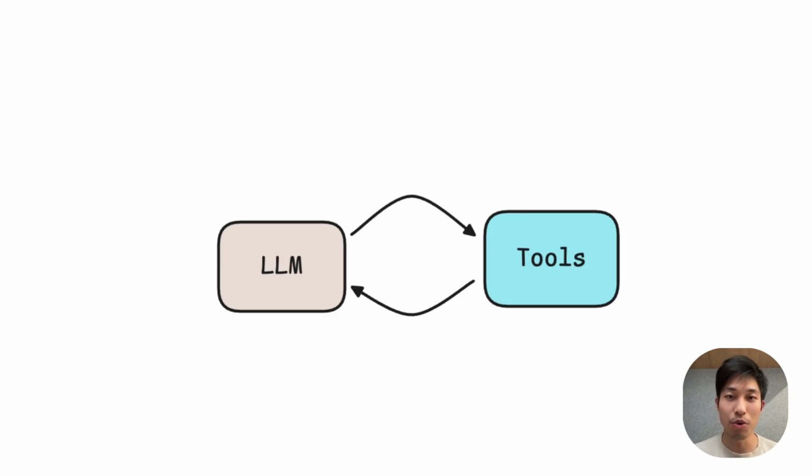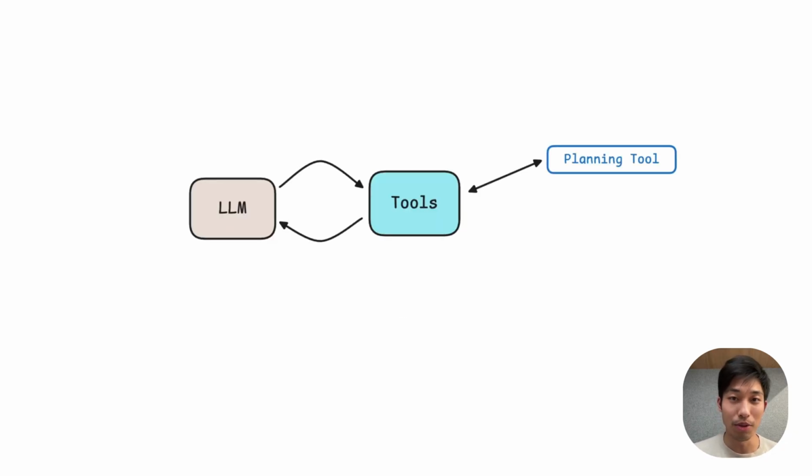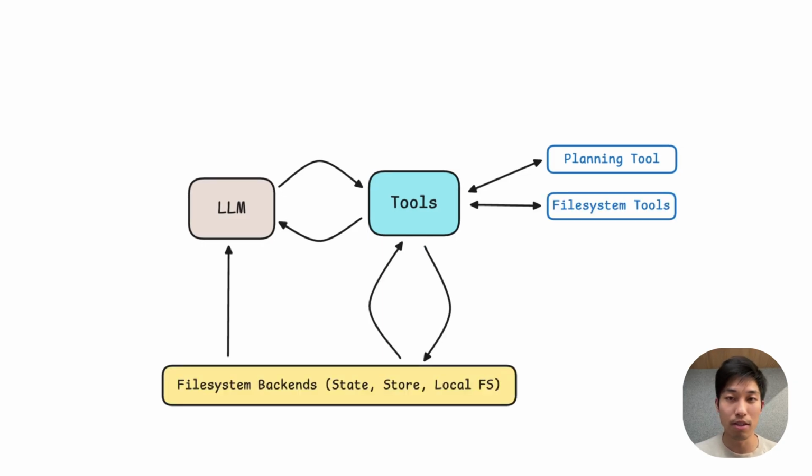DeepAgents come with a few important capabilities that extend it beyond the naive tool calling loop. DeepAgents come with a planning tool to help keep track of a to-do list for more complex tasks. DeepAgents also come with a set of file system tools, as well as the ability to connect to a custom file system of your choice.